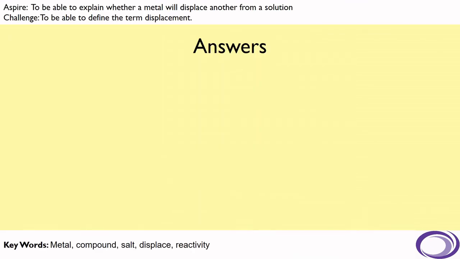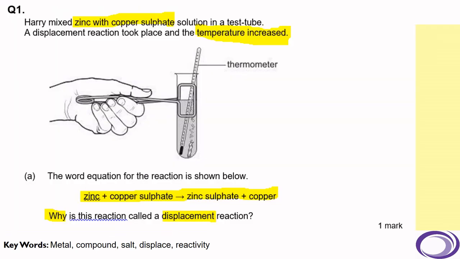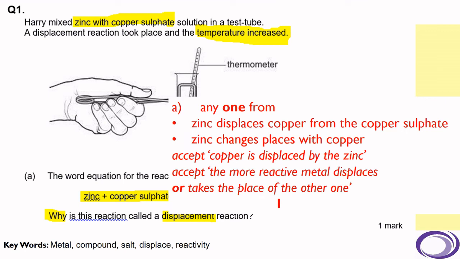So now we're going to go through each one of those questions so you can check your answers. So for the first one, they asked, why is this reaction called a displacement reaction? And it's because the zinc is displacing the copper from the copper sulfate, or you could have said it's changing places with the copper. A few other acceptable answers are on the screen now.